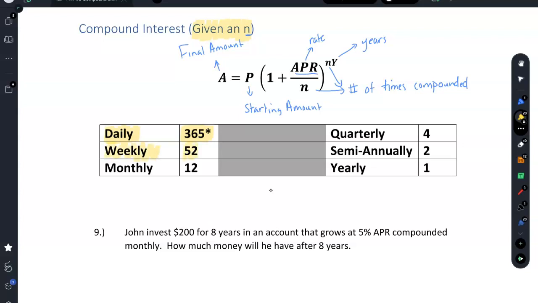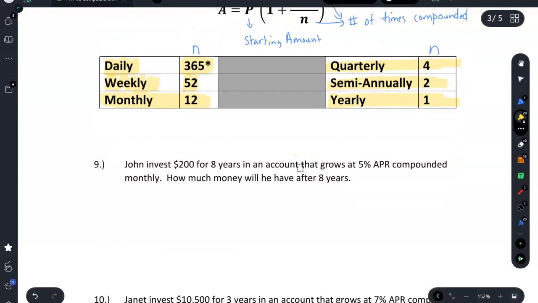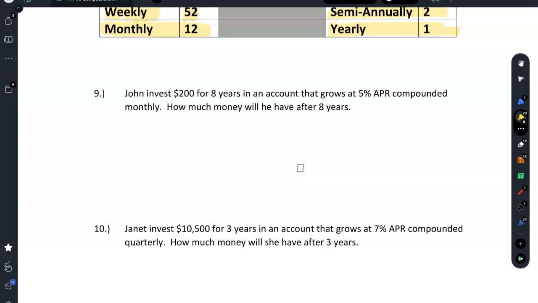Weekly would be 52. Monthly would be 12, right? These were all my n values. And then if we jump over here, quarterly means your n is 4. Semi-annually means your n is 2. Yearly, your n is 1. There may be some other ones that you may use in your Math 143 class or your other class, but for this class, or for this assignment, that's all that I'm going to use. All right, so let's look at this.